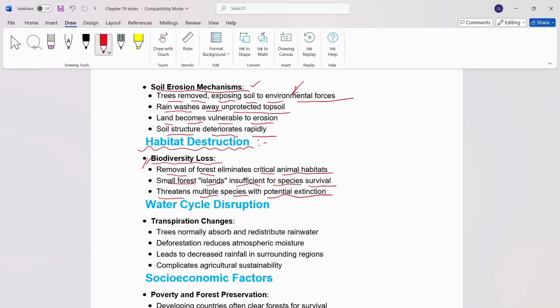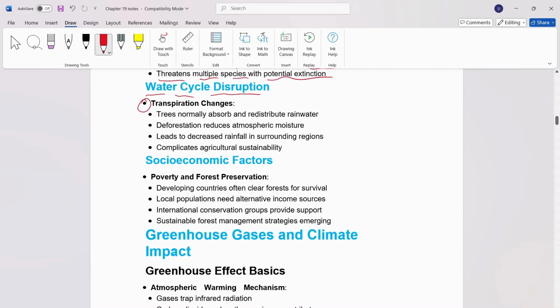Okay, let's talk about water cycle disruption. Here we will talk about transpiration changes. So trees normally absorb and redistribute rainwater, but deforestation reduces atmospheric moisture, and then it leads to decreased rainfall, which further adds to the problem in the surrounding region, and then it complicates agricultural sustainability.